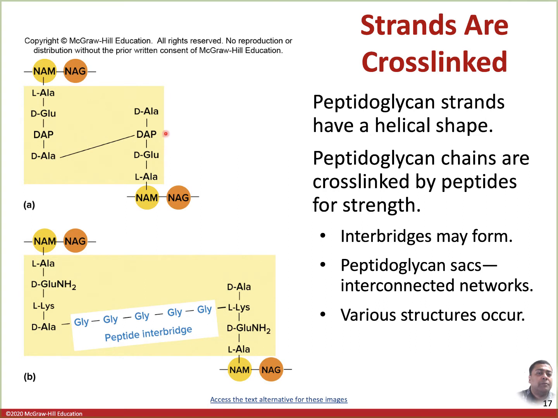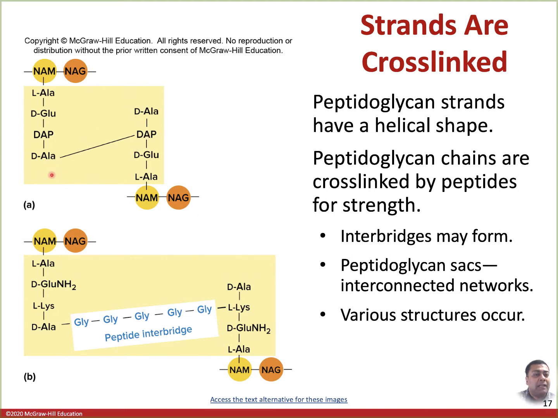So here there are two examples of how these NAM and NAG are cross-linked and have a helical shape. When they're cross-linked, there are two types. For example, the top one is very common in E. coli, where you see an L-alanine, D-glutamic acid, diaminopimelic acid, and D-alanine. And in the previous picture, you have seen that there is another D-alanine. This D-alanine forms a direct linkage with the diaminopimelic acid of another backbone strand. So there are layers and layers all over. This is one layer, this is another layer, and you have a cross-link.